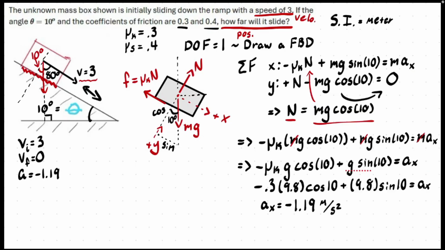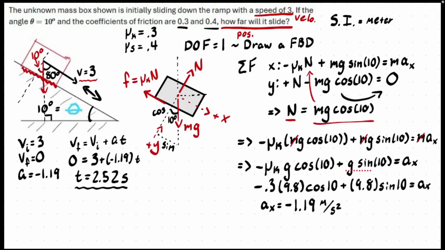So we can use our kinematic equation where final velocity equals initial velocity plus acceleration times time. We have all these variables except time, so we can solve for it. Plugging stuff in, 0 equals 3 plus negative 1.19 times t, and rearrange and solve for t. Again, I already did it beforehand. That's just going to be equal to 2.52 seconds. So that's the time we're going to be using.